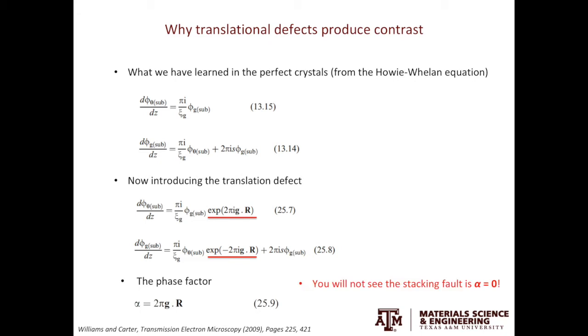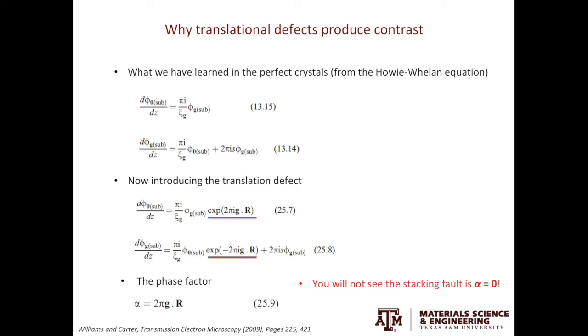Therefore, if the phase factor 2 pi g dot r is equal to 0, there is no phase difference caused by the stacking fault, and the stacking fault will be invisible. Also, if g dot r is an integer, exponential 2 pi i g dot r will be equal to 1. The stacking fault will be invisible as well.